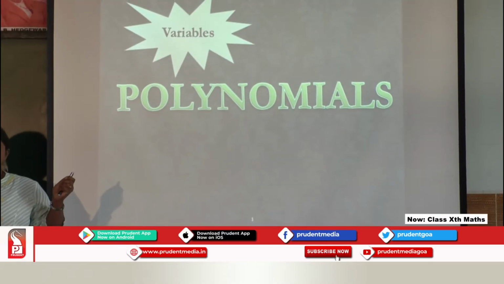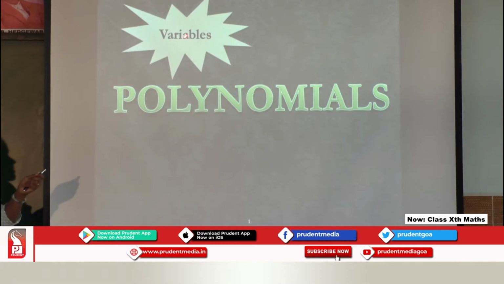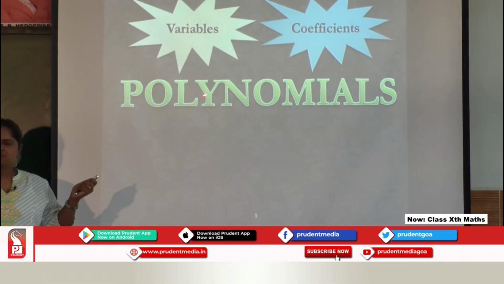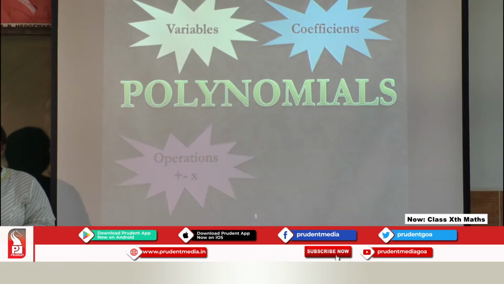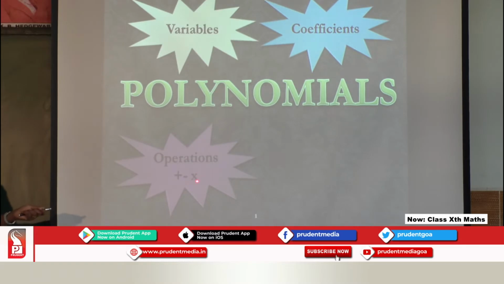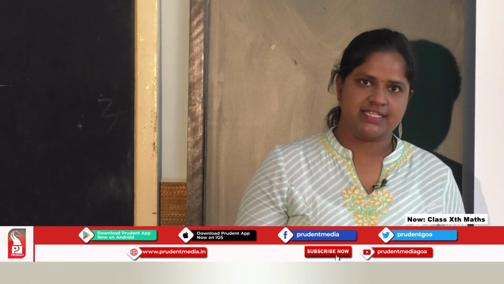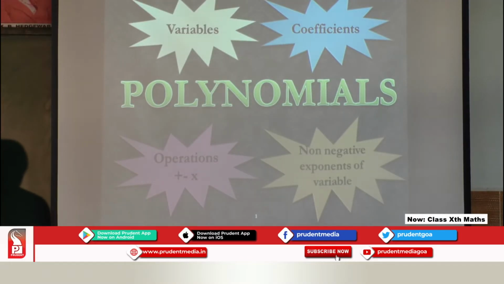If you see on the screen, a polynomial contains variables, that is x, y, z. It contains coefficients. Every variable has coefficients, that is the numbers or integers. It also contains operations: plus, minus, multiplication. And the most important part is non-negative exponents of the variable. So whichever variables are there, the power of it should always be non-negative. So this is what we have learned basically about polynomials.